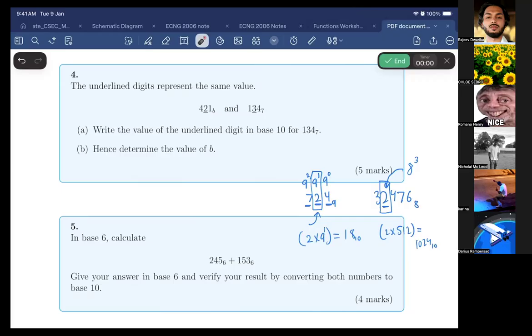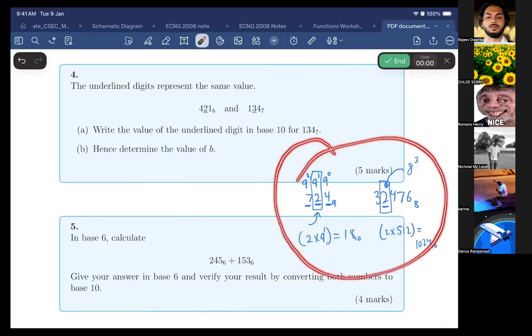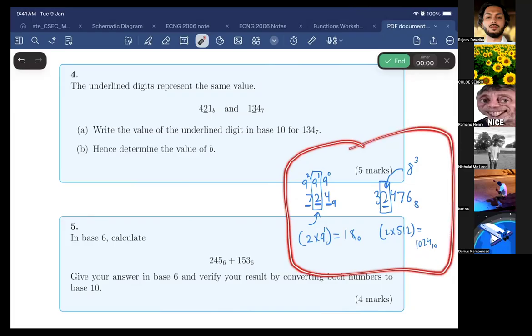No, wait, the one after is the wrong thing. I see the wrong base. Sorry, let me do it over. Another thing, Chloe, they're not asking you to convert it to base 10. They're asking you to write down the value of the underlying digit, not the whole thing. And you would do that like this. That's how you would do it.